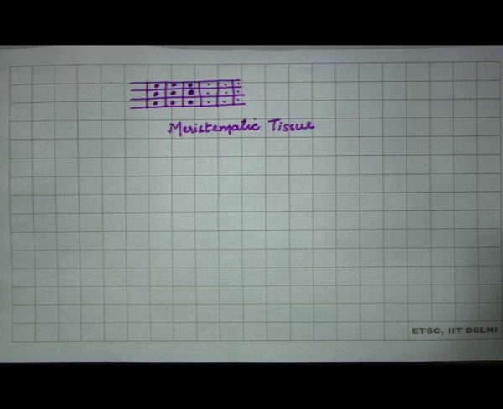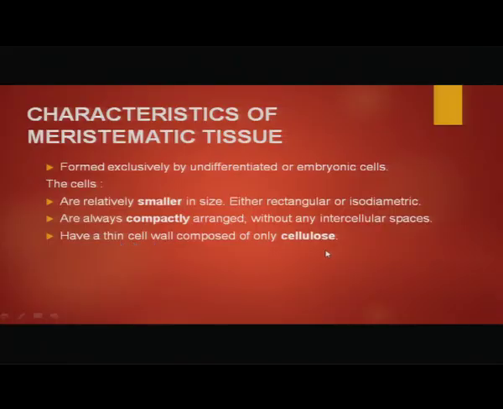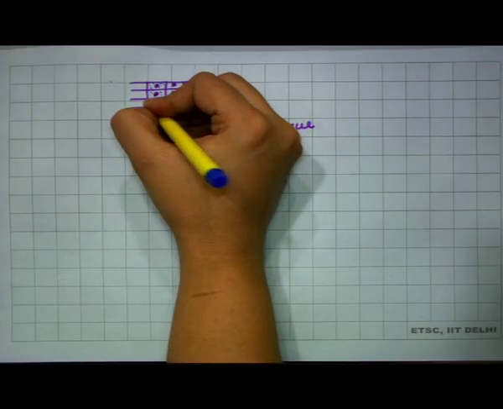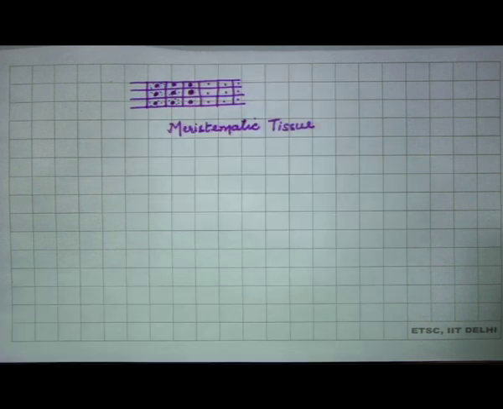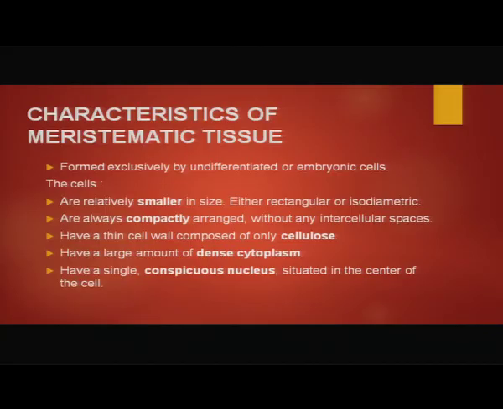Yes, talking about the cell wall, their cell wall is thin and is made up of only cellulose. They have a large amount of dense cytoplasm also. So, while you draw, please show some cytoplasm also in your diagrams, this way. Moving on, as I told you earlier also, they have a single conspicuous nucleus situated in the center of the cell.